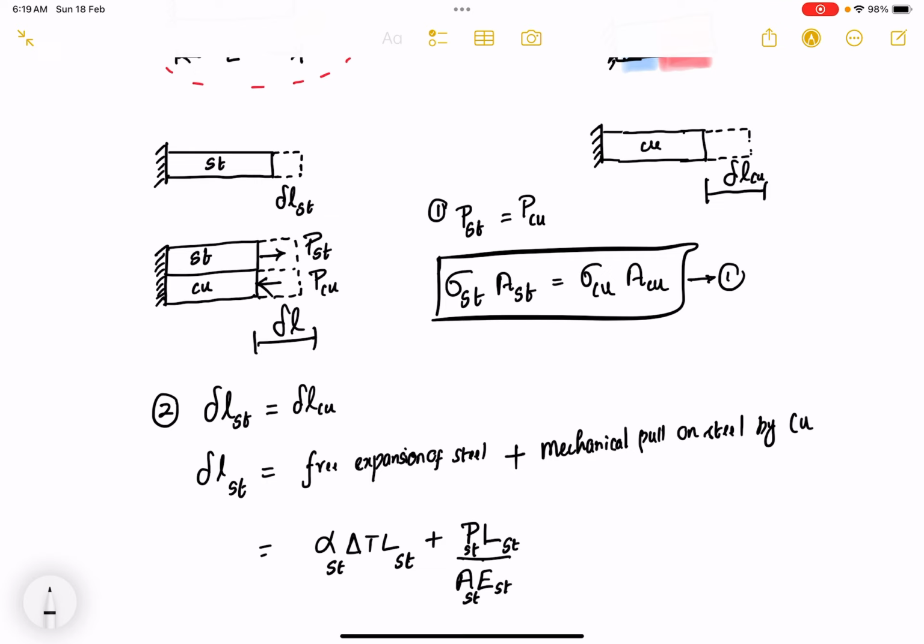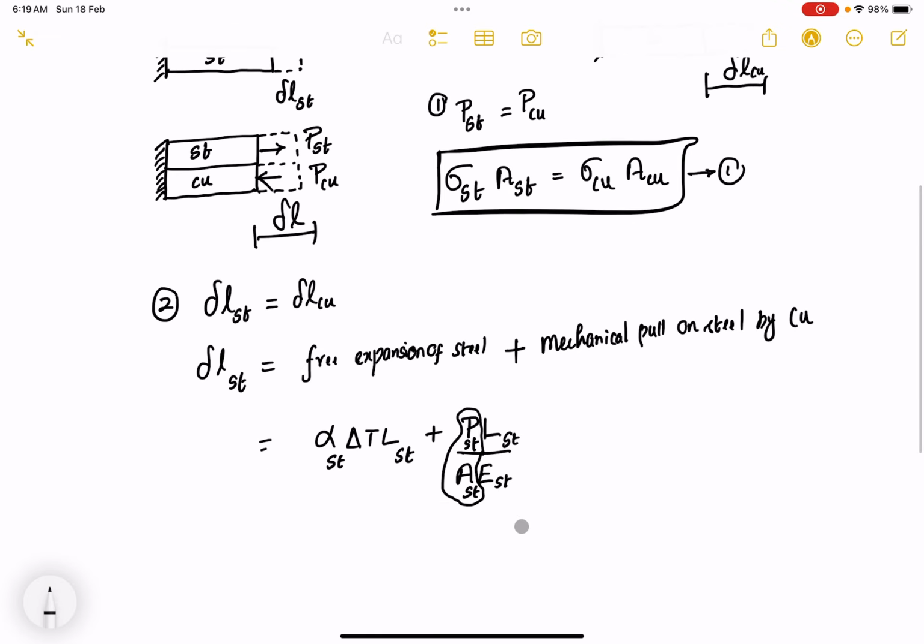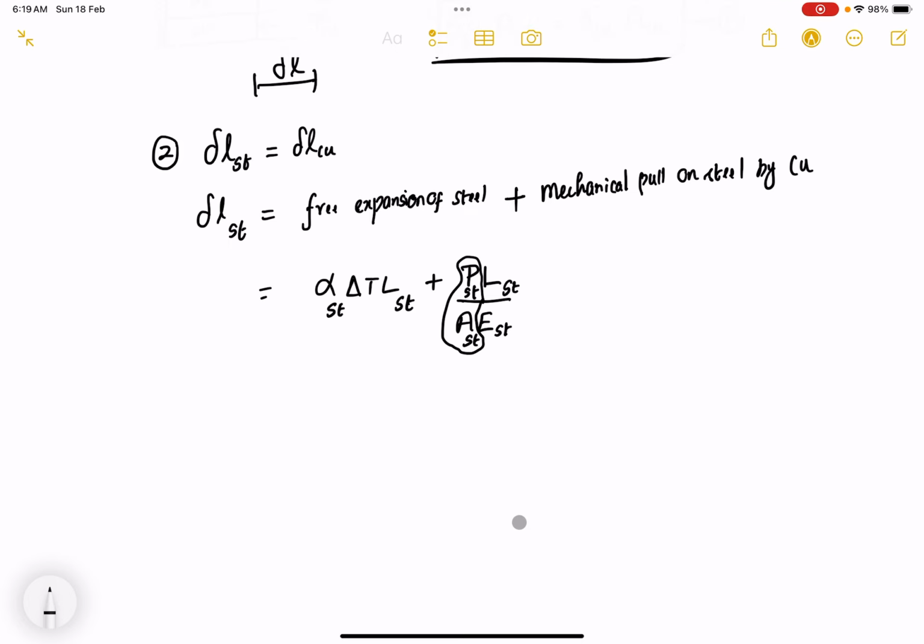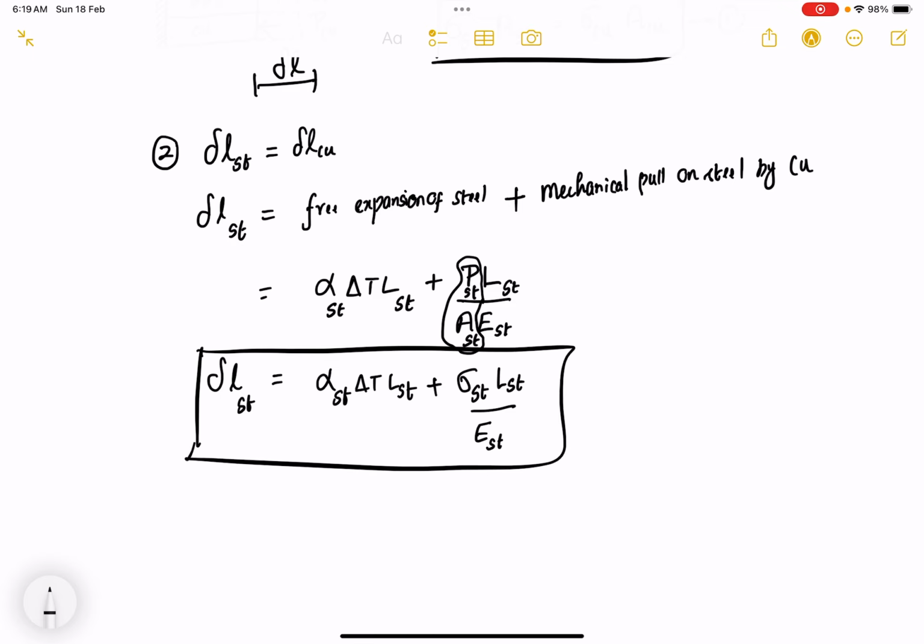Now what I can do is I can write this equation as load by area as stress in steel. So I'll do that. So here we go. In the next step, the actual expansion of steel is equal to alpha of steel into del T into length of steel plus stress in steel into length of steel divided by Young's modulus of steel. So that's going to be the actual expansion of steel.